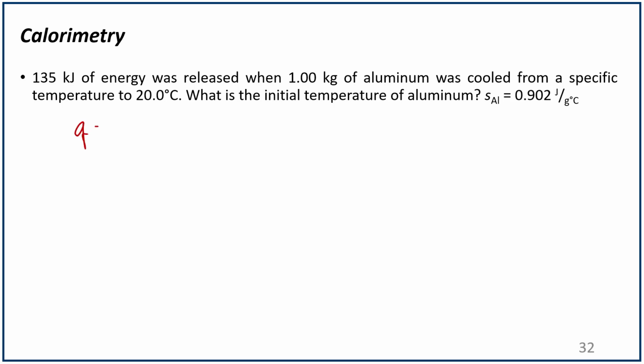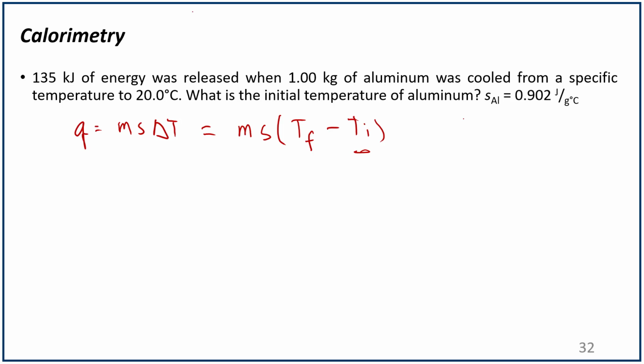So we can do that as well. Q is equal to ms delta T. Remember that delta T can also be expressed as final temperature minus initial temperature. So this one's also ms times temperature final minus temperature initial. Everything else is given except for the initial temperature, so we can just plug in the values. When using Q is equal to ms delta T, make sure that the units will cancel out to arrive at the unit that you desire.